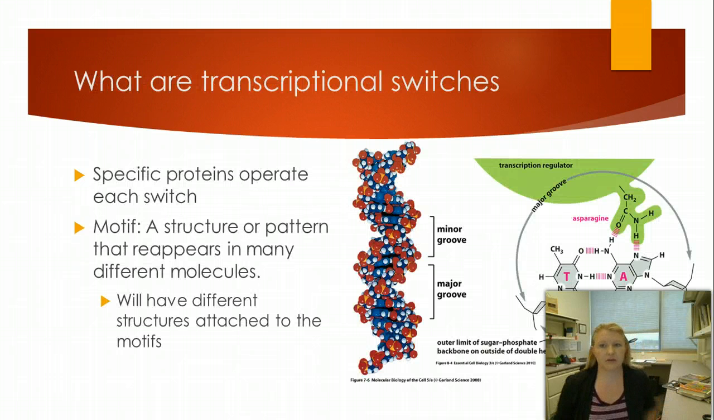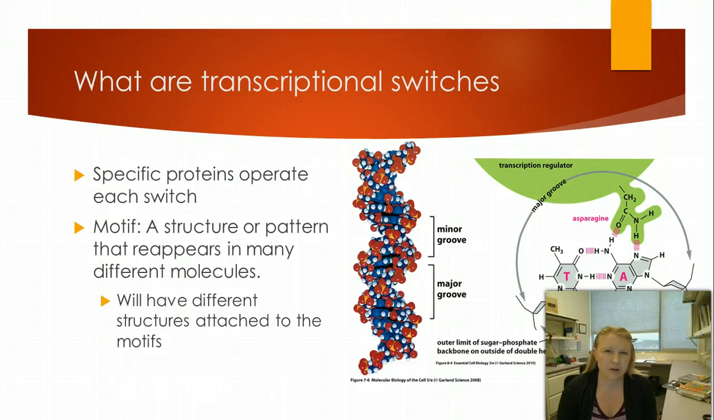So what is a transcriptional switch? Basically, a transcriptional switch is a combination of protein and a specific DNA sequence that is usually a gene specifically. These proteins will bind to the DNA and inhibit transcription. So that's the most simple way of describing transcriptional switches.